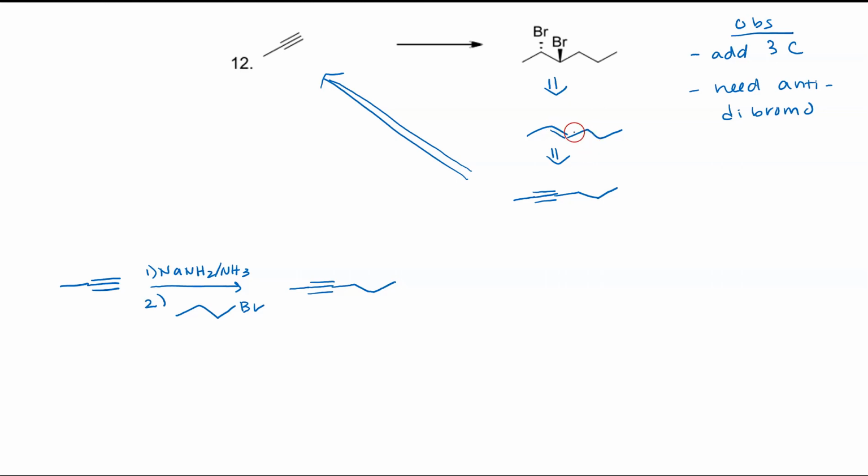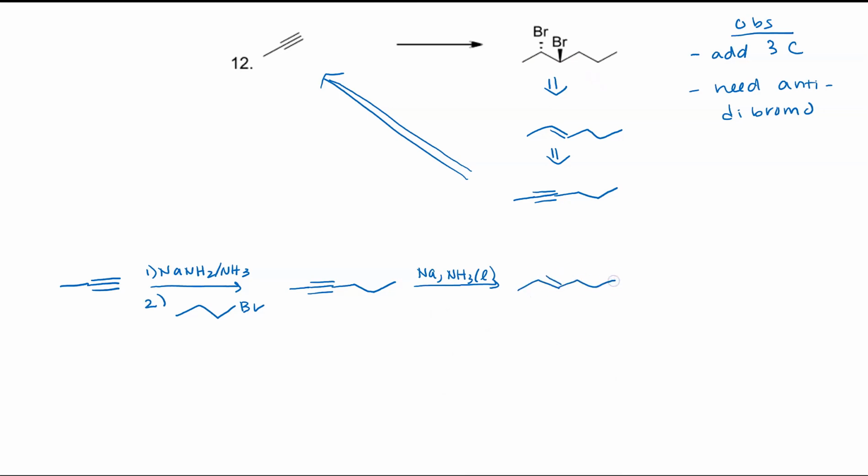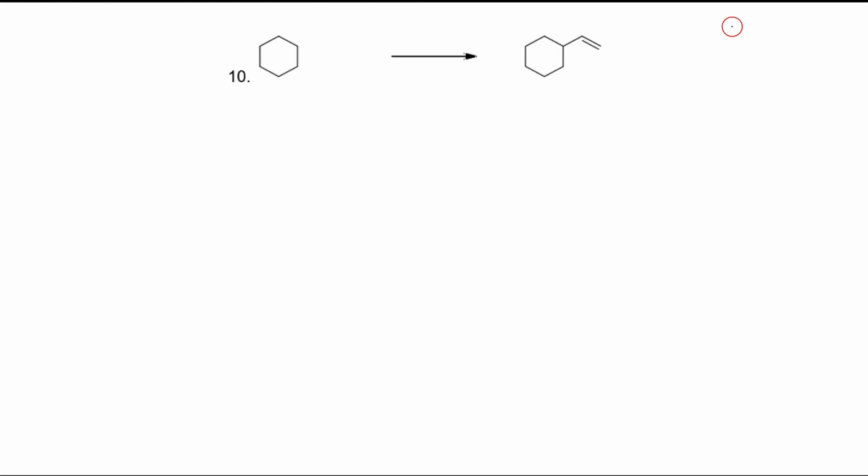I need to go to the E alkene, which requires sodium liquid ammonia. And that will give me the correct stereochemistry here. Br2 will get me the dibromo compound that is going to be anti. This is the 4-step synthesis here. This one is number 10 on the sheet.